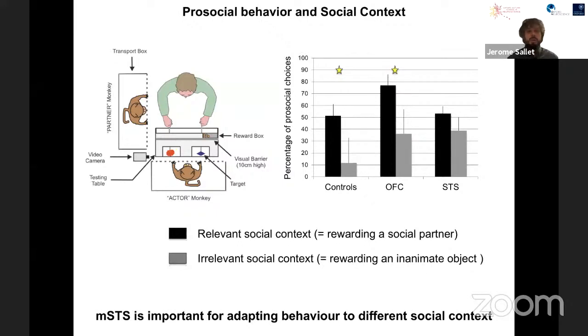Then the controls reduce drastically the amount of time they pick the red option, the pro-social option. The same occurs in the OFC lesion animals. However, the STS lesion animals do not really adjust their behavior. So the mid-STS seems to be important for adapting behavior to different social contexts.